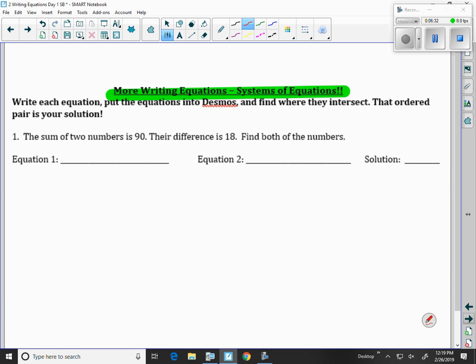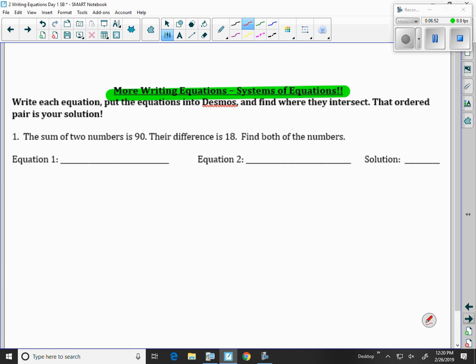Okay, now the purpose of that is that we're going to write a system. We talked about systems yesterday, right? They have 2 or more equations. All right, so it says put the equations into Desmos, and we'll find where they intersect. So we'll need Desmos in a second, but first we're going to write the equation.